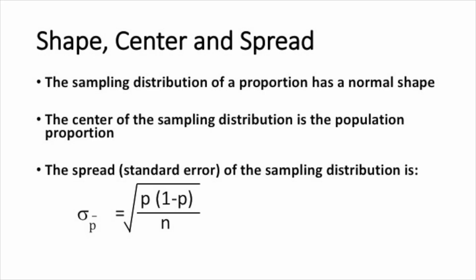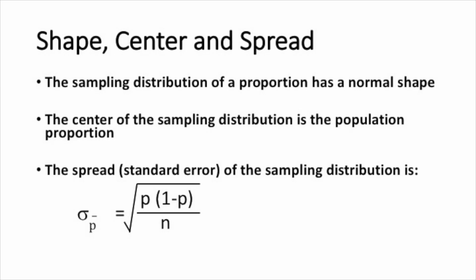So just like with any other distribution, when we calculate a sampling distribution of sample proportions, we want to think about the shape, center, and the spread. And the sampling distribution of sample proportions has a normal shape, so that gives you a sense of what the shape looks like. The center of this sampling distribution is the true population proportion. So the population we were looking at a moment ago had 40% of all students eating at the union. So the center of this sampling distribution will be 40% too.